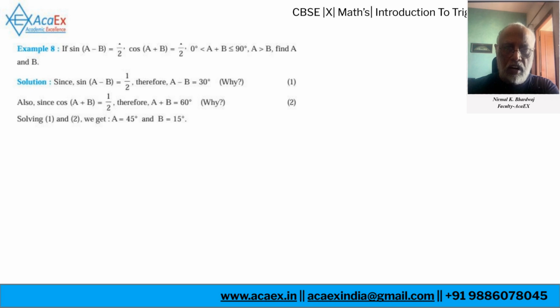Example 8. Solving for angles. Problem. If sine of (A minus B) equals 1/2 and cosine of (A plus B) equals 1/2, find angles A and B. Solution. Since sine of (A minus B) is 1/2 and cosine of (A plus B) is 1/2, we can conclude that A is greater than B. Since sine of (A minus B) is 1/2, the angle A minus B must be 30 degrees. Since cosine of (A plus B) is 1/2, the angle A plus B must be 60 degrees. Solving this pair of linear equations gives A equals 45 degrees and B equals 15 degrees.